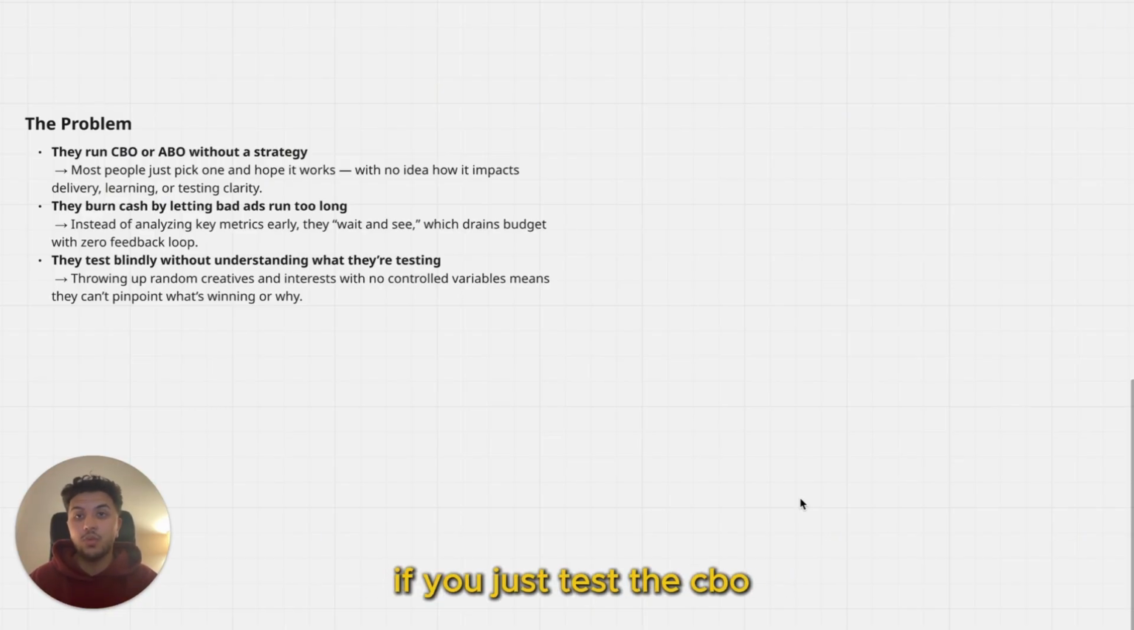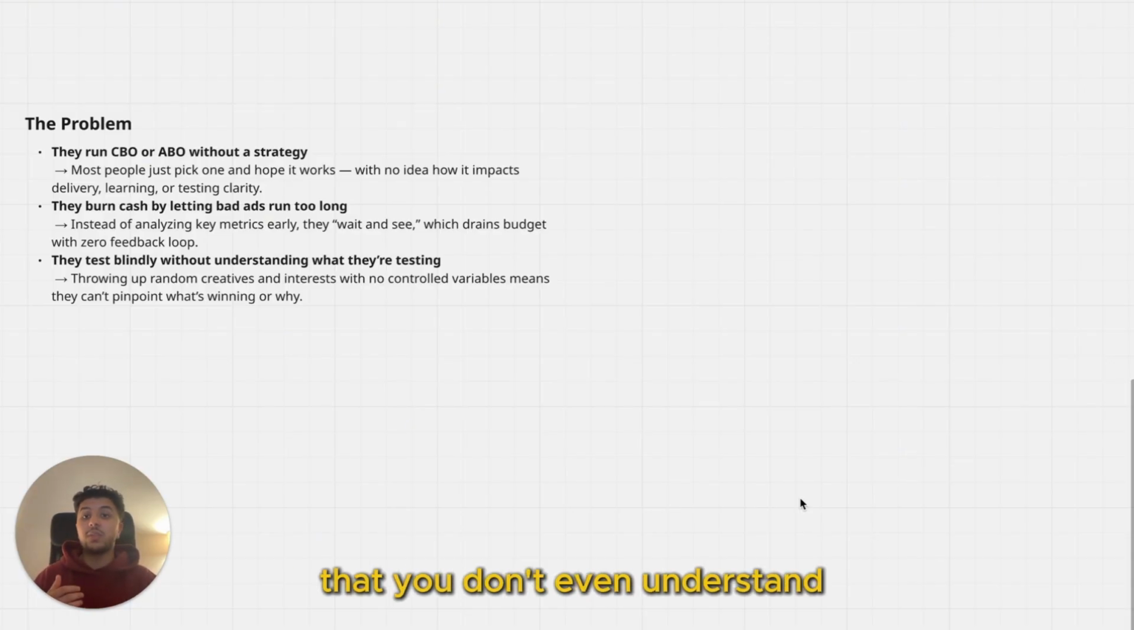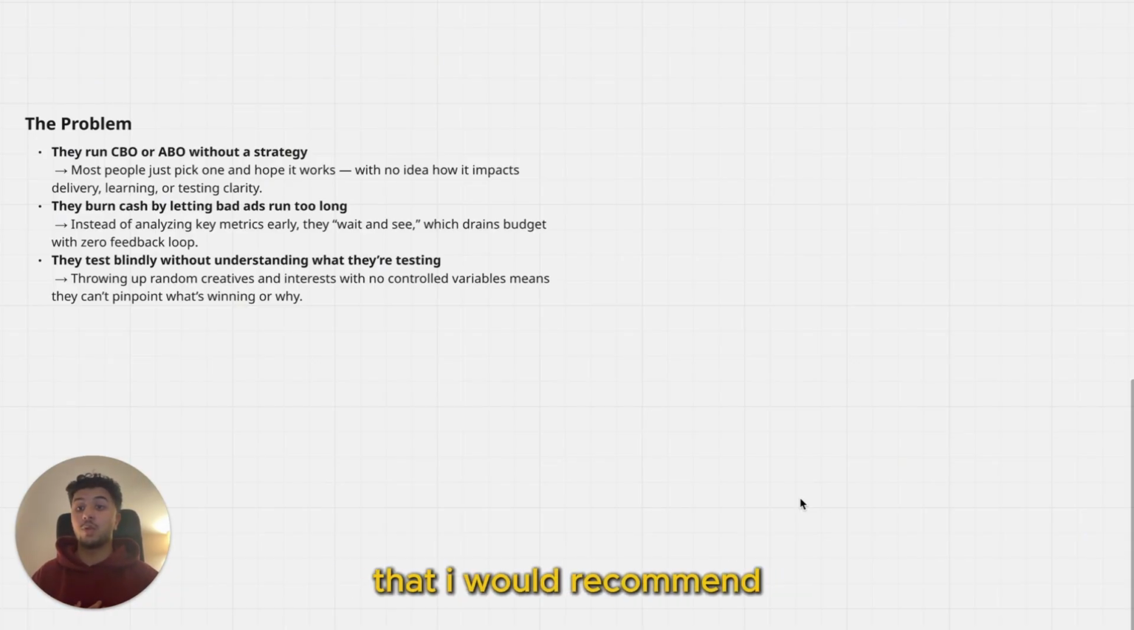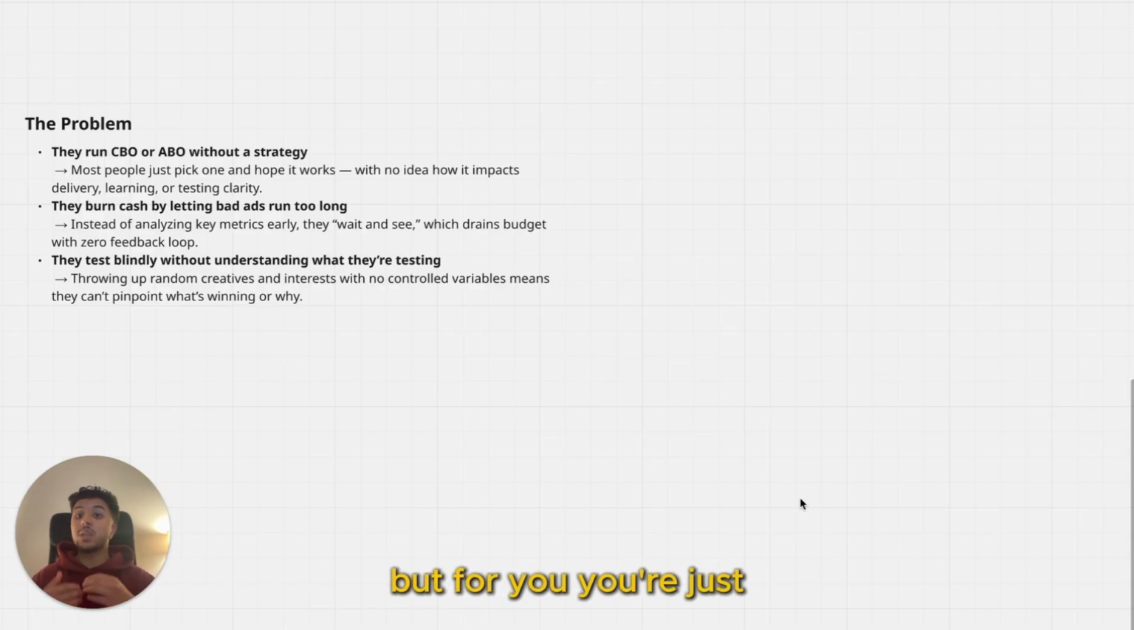As an example, if you just test a CBO, how do you know when to kill the ad? If you run an ABO, you don't know. That's why you're literally testing blind. You're testing so blind that you don't even understand what you're testing. You don't know if you test creative, you don't know. You need to understand, even with interest. Something that I would recommend is, interest is very cool, but not in the beginning. Most of the time if you begin, just use broad, because you're giving the algorithm the freedom to decide the audience. But for you, you're just going blind.